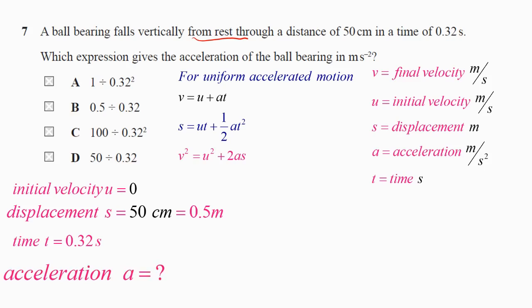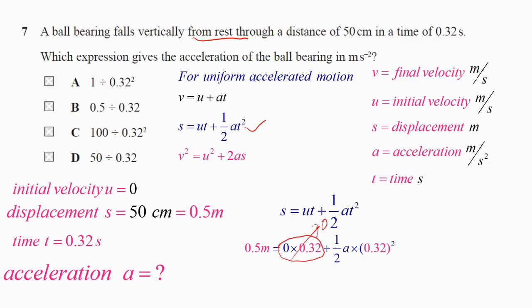Which equation of uniformly accelerated motion relates these quantities? It is clear that the second equation relates these quantities, that is s is equal to ut plus half at square. Right, now we know the initial velocity. We can substitute the given values in this equation. So the displacement is equal to 0.5 meter, initial velocity is 0, and time is 0.32. It is clear that this portion goes to 0.